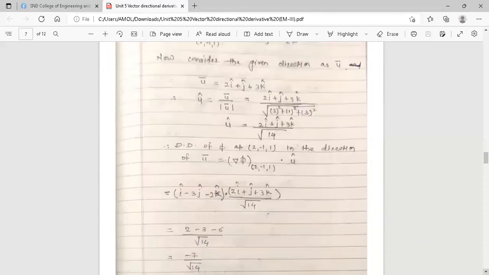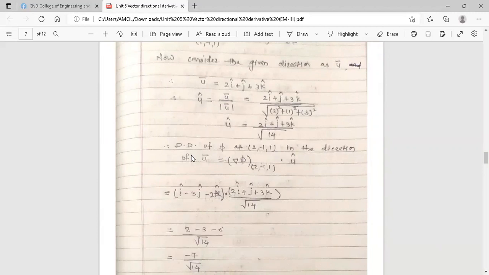Okay, so here u cap is equal to 2i plus j cap plus 3k cap upon the denominator term 2 square 4 plus 1 square 1 plus 3 square 9. So you just do the addition and it is equal to 14. So u cap is equal to 2i cap plus j cap plus 3k cap upon under root 14. So this is the unit vector in the direction of u bar. Now directional derivative of phi at 2, minus 1, 1 in the direction of u bar.